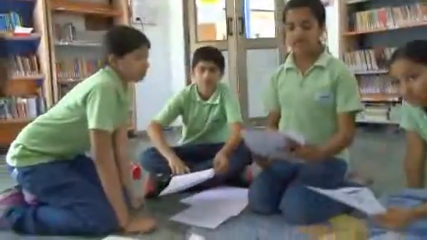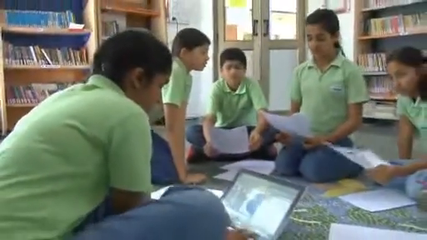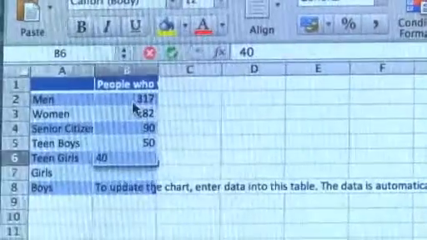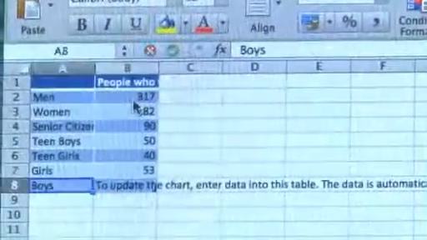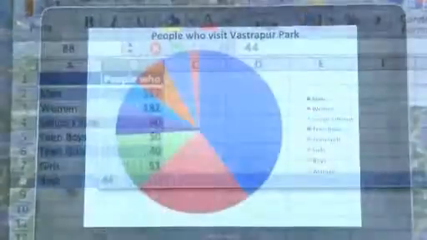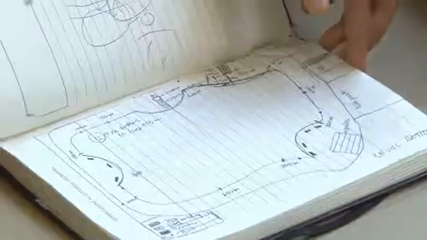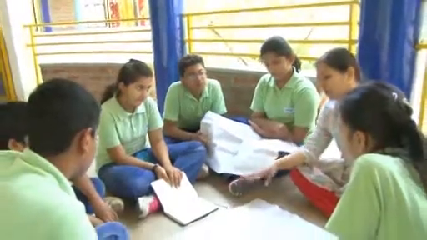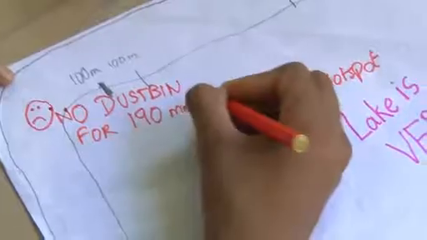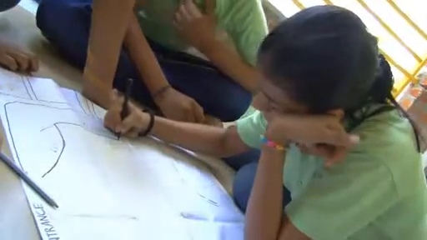After we were done collating our data, we put it into our presentation. Women is 182. Yes, teenage girls which are 40. Then children, boys, we have 44. So what are the things you'll keep in mind when you are doing the mapping? Like there's 250 meters, 300 meters, so we need that one and also mark all the dustbins and the benches.